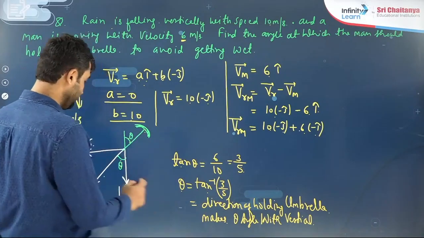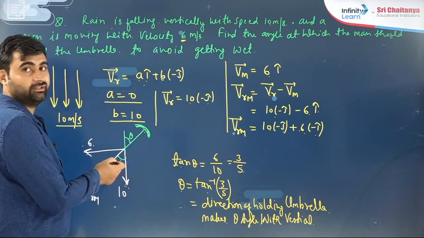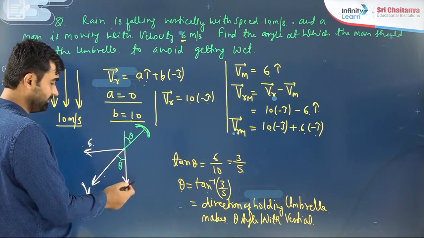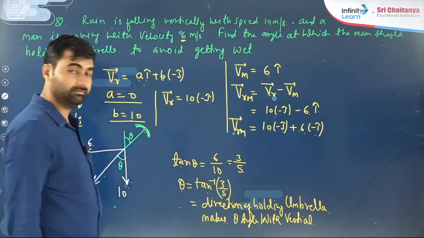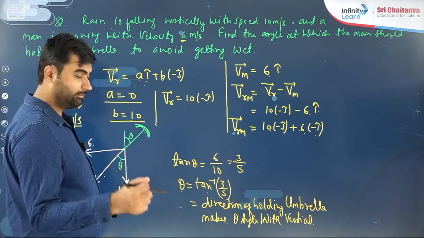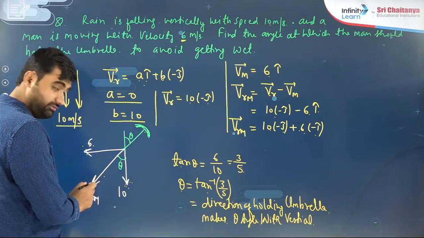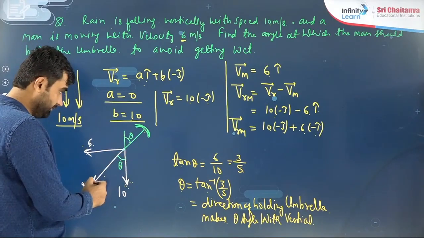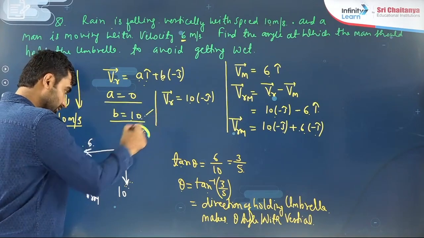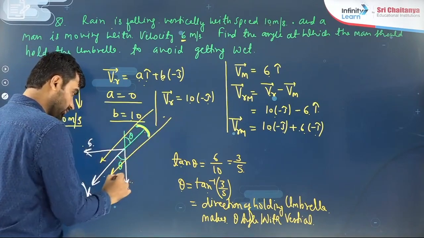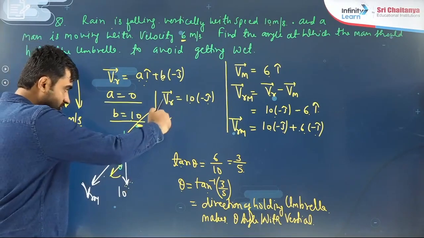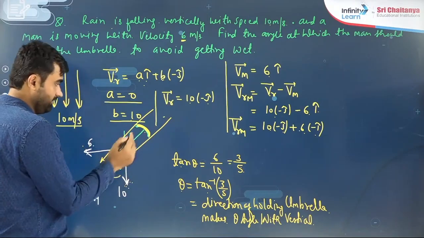Okay. Then what you have to do? This angle we have to find out. And tan theta is perpendicular by base. Perpendicular is 6, base is 10. So 6 by 10. Is it clear? So finally we have to write that this person should hold the umbrella opposite to this direction VRM. VRM direction is this one, so the person should hold the umbrella in the opposite direction, because rain will fall like this with respect to the person. So this umbrella will save that person so that no raindrop will fall on the person.